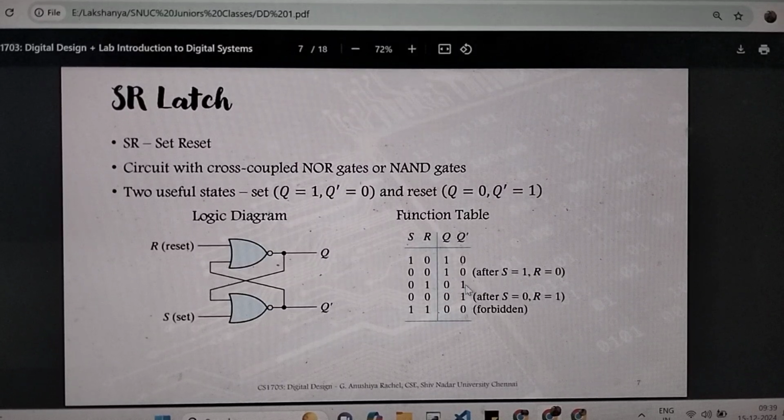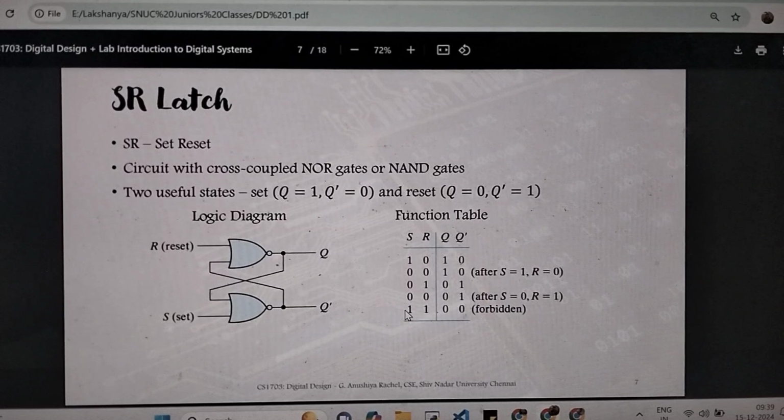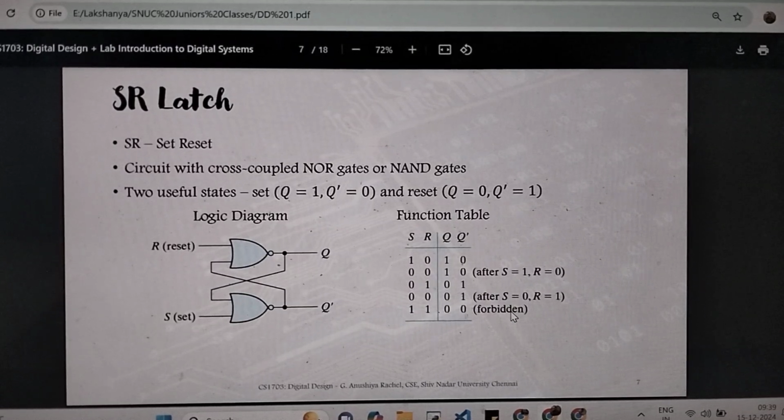Again, now with this as the current state or present state, if we give 0, 0, we will notice that the same state is retained, 0, 1. Finally, again with this as the present state, we try giving 1, 1. Now, with whatever present state you have, if you try giving S 1, R 1, both Q and Q bar would become 0, because this is a 1, so this becomes a 0, this is a 1, so this becomes a 0, and a number and its complement cannot both be 0, right? So we say the 1, 1 is an illegal state or a forbidden state, meaning you are not allowed to give 1, 1 as inputs.